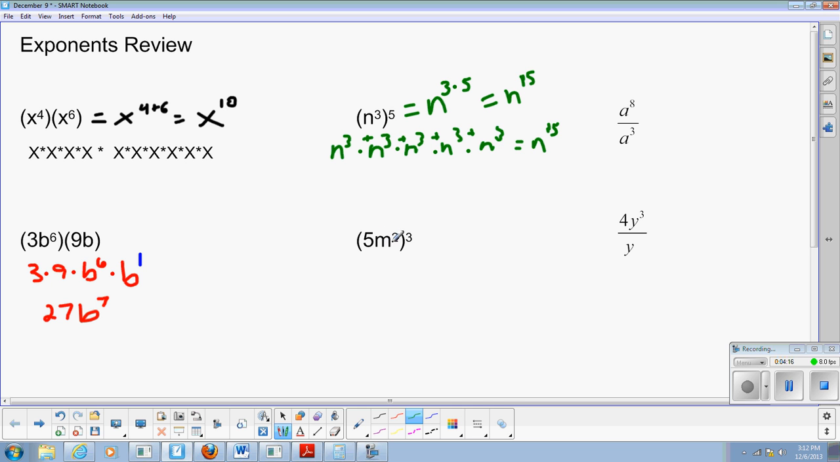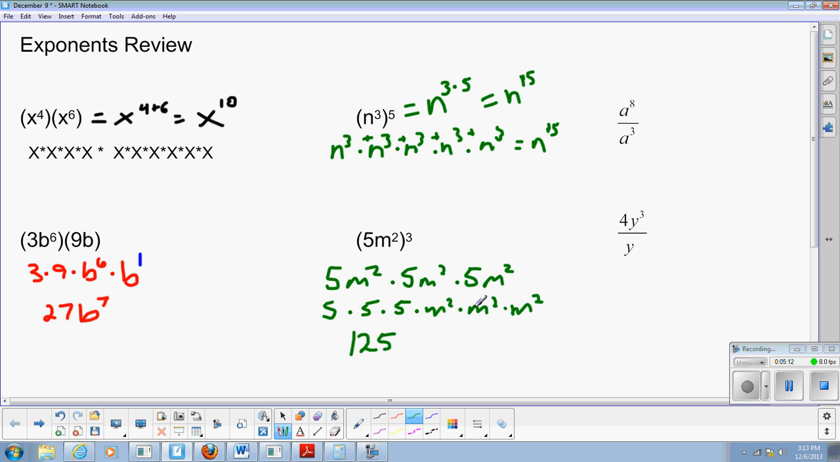The next one down on the bottom is a problem that nearly all of you missed. The reason that we missed it is, if we write this out the long way, take a look at how this looks. The long way, this is 5m squared times 5m squared times 5m squared. How many fives do you see here? There are three of them. So I could rearrange it and say it's 5 times 5 times 5, and then I have m squared times m squared times m squared. Now, when I put the terms together that are alike, when I put the numbers together, 5 times 5 is 25, times 5 is 125.